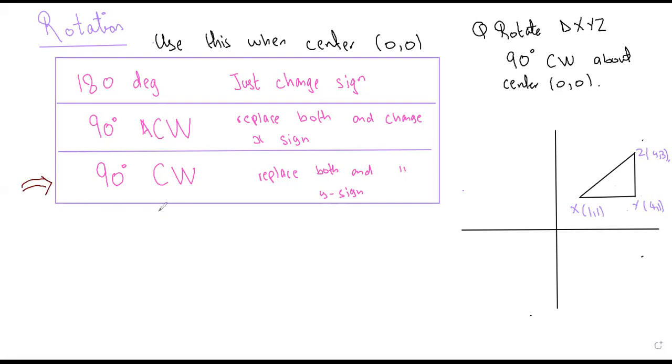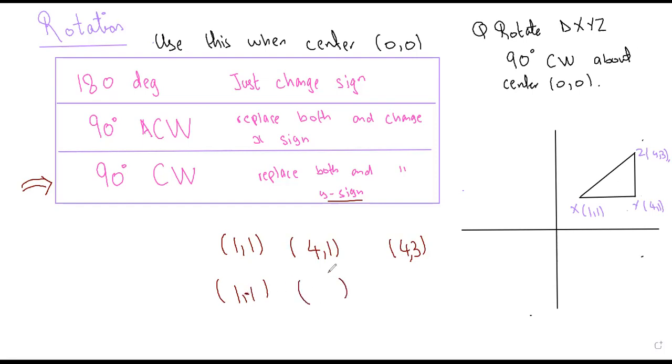What do we know now? We know that all the coordinates would be replaced and the sign of y would change. What are the coordinates? We have 1, 1. We have 4, 1. We have 4, 3. So we are going to replace them first. So 1, 1 would still be 1, 1, but the sign of y would change. So it would get minus.